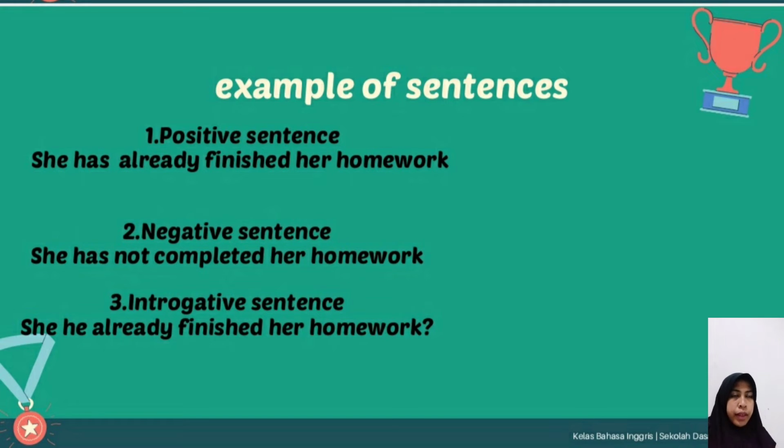Simple present perfect tense, 1. Positive sentence. She has already finished her homework. And 2. Negative sentence. She has not completed her homework. And 3. Interrogative sentence. Has he already finished her homework?